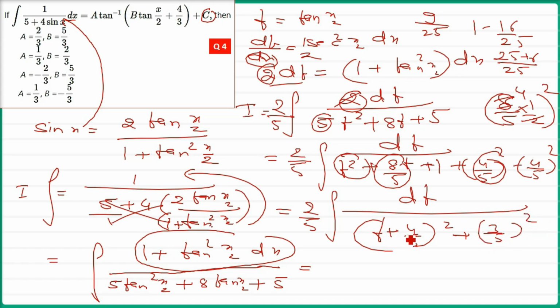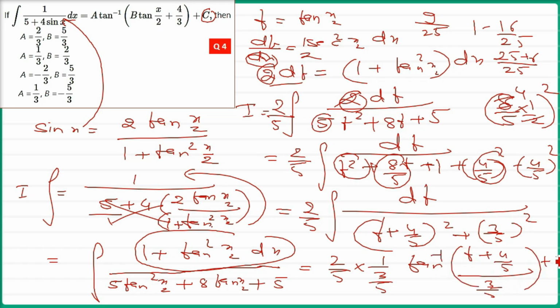Now t plus 4 by 5 can be taken just as x. So x square plus a square formula you can apply. So 2 by 5. 1 by a, which is 1 by 3 by 5. Tan inverse x by a, that is tan inverse t plus 4 by 5 divided by 3 by 5. Now plus a constant of integration, so we have already integrated. Now we are going to replace t by tan x by 2. Let's resolve this. 5 by 3 goes up, 5 gets cancelled, 2 by 3 only remains. Now let's do this one also so that we can write it clearly.